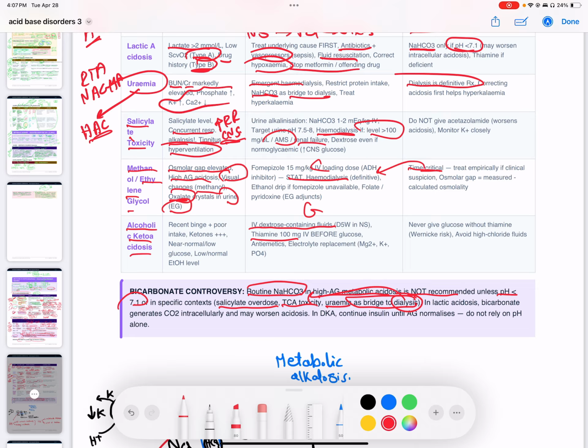Again, sodium bicarb is just a bridge here. It's not treatment. It just buys you time until you either find the etiology and treat it, whether DKA or uremia or whatever, or sometimes this patient needs dialysis just for the acidosis.